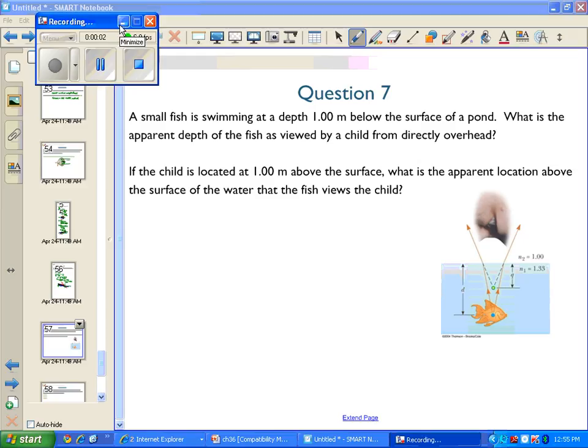Welcome to the second part of the problem-solving session for Chapter 36. Let's begin where we left off.